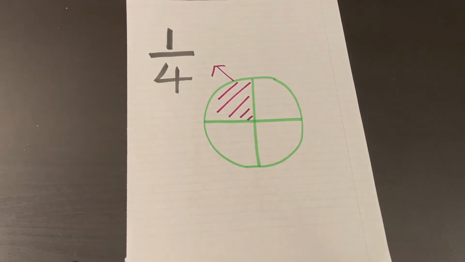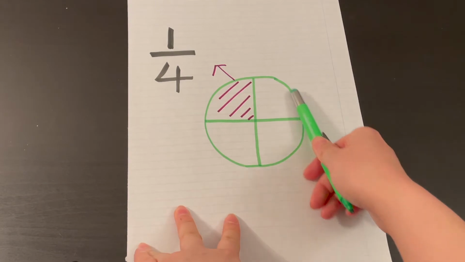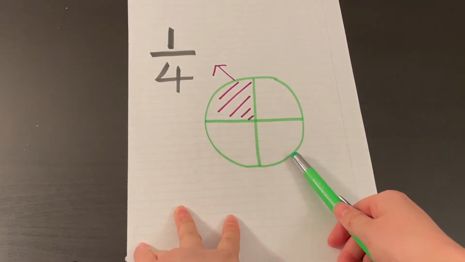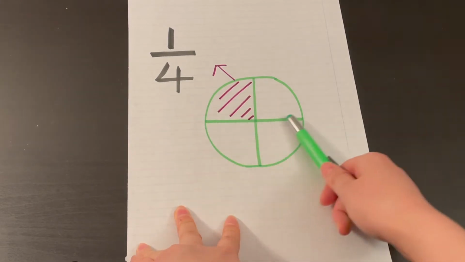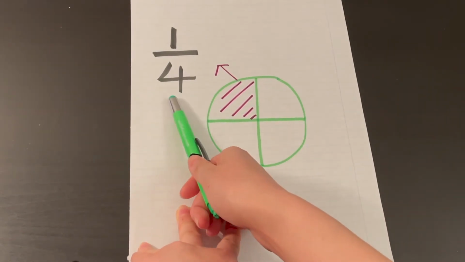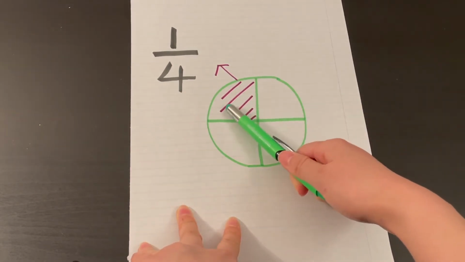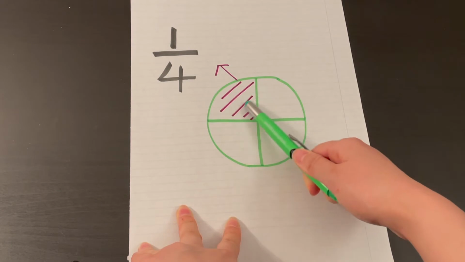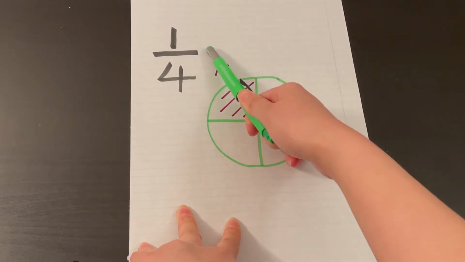Or we can use this graph to explain. For example, I have a watermelon because I love watermelon so much. And I divide my watermelon into 4 equal parts because our denominator is 4. And then I ate 1 part of it, so I shaded this part. So this part of the watermelon is 1/4.